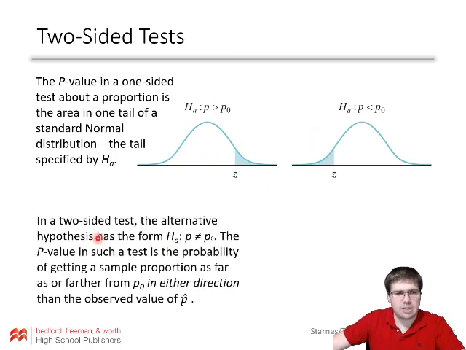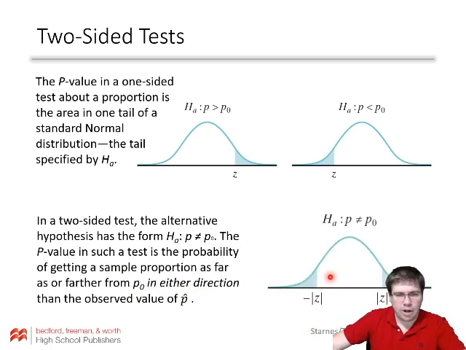In a two-sided test, the alternative hypothesis has the form p is not equal to p0. The p-value in such a test is the probability of getting a sample proportion as far or further from p0 in either direction than the observed value of p hat. So wherever our p hat ends up, if it ends up over here, we find that area plus the area in the other direction. And so we're looking for significant evidence against p0 in either direction. And so that's how we calculate our p-value.